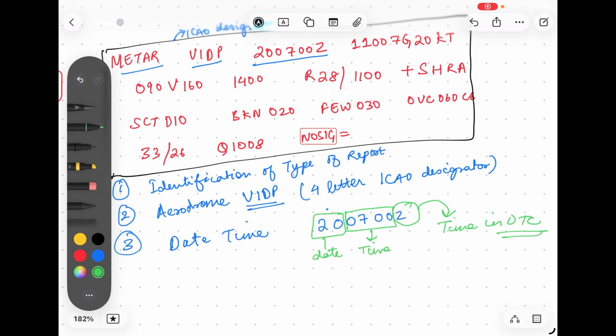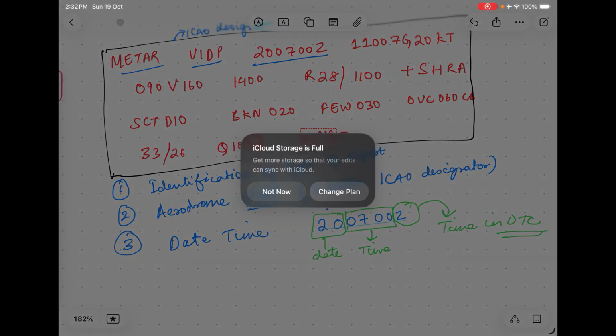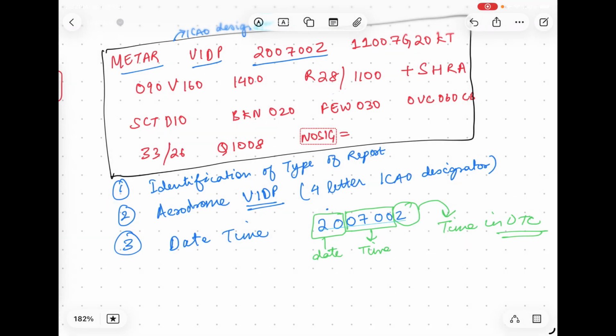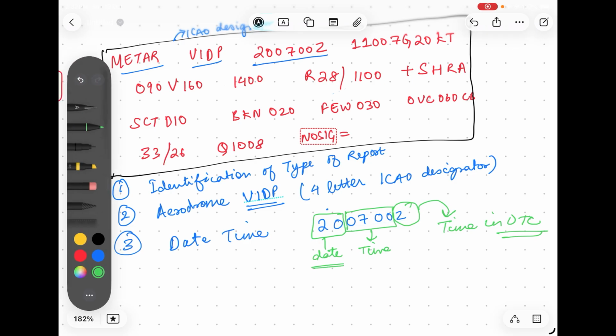Month is not written, doesn't matter, because if you are particularly flying in a month, you would know what month it is. You already know, right? So the date is the date and the time is the universal time, which is given in the third thing. Okay. Now what does this mean? These are basically now the winds.